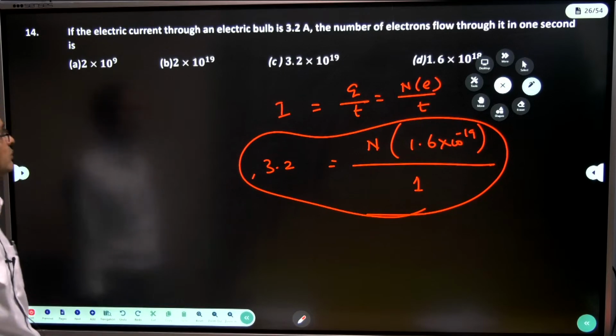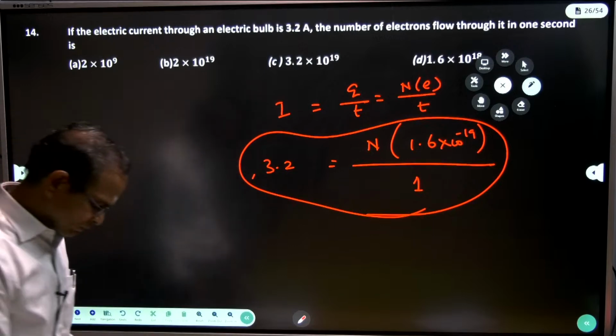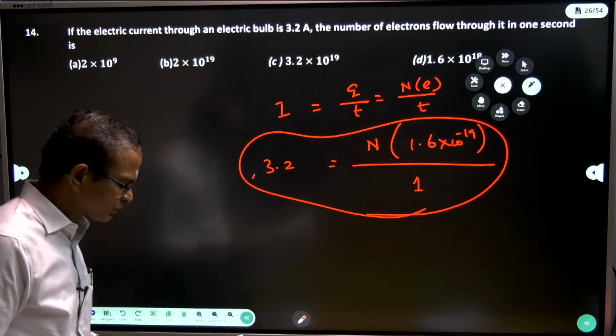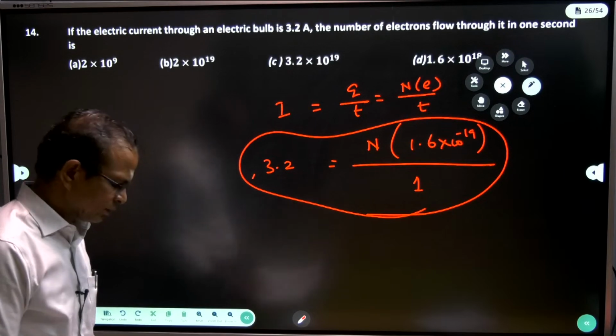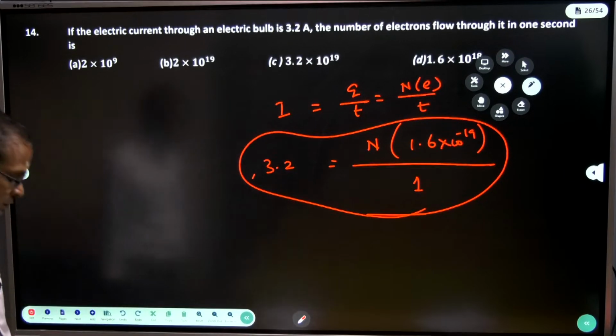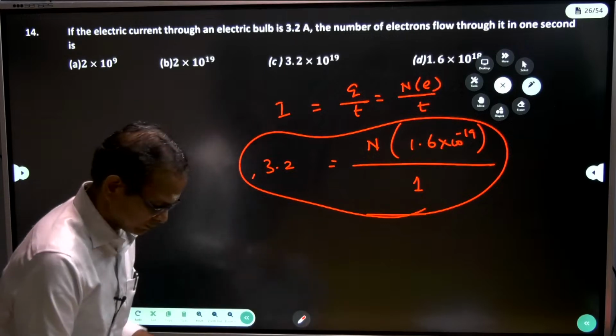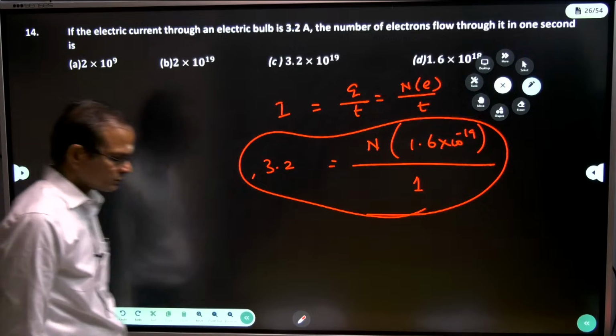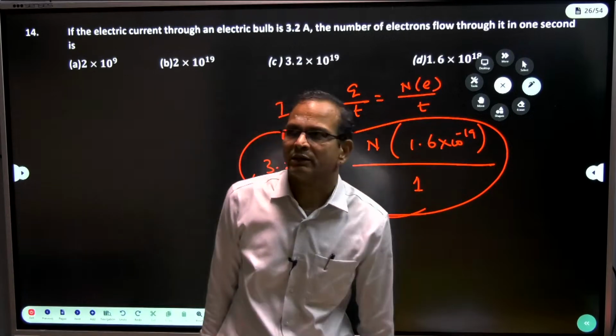Option B. 14th, I'll check the answer key and tell you. 14, second option. Anything else? Any other question? Come on.